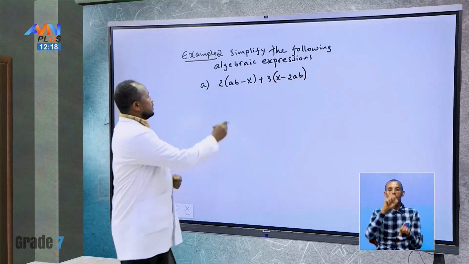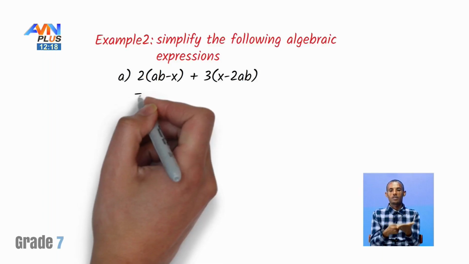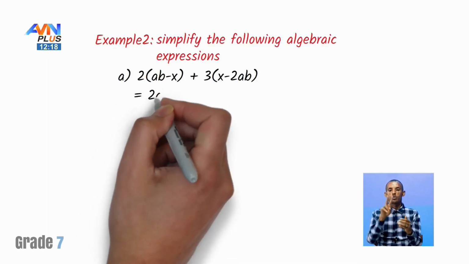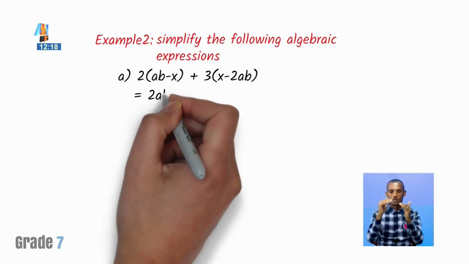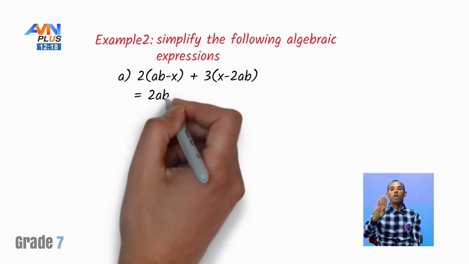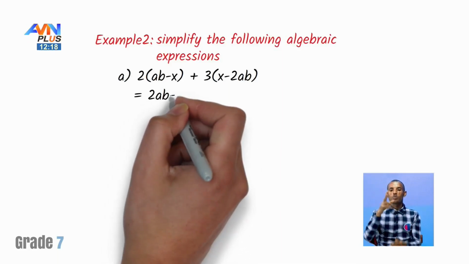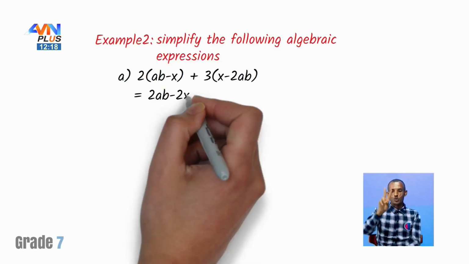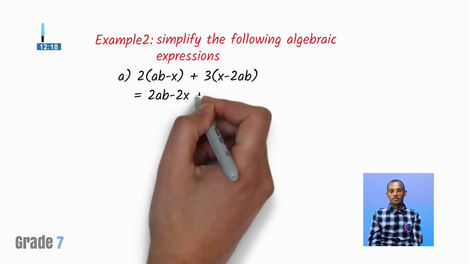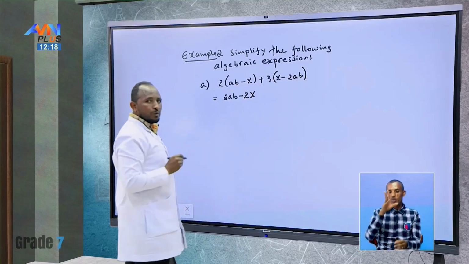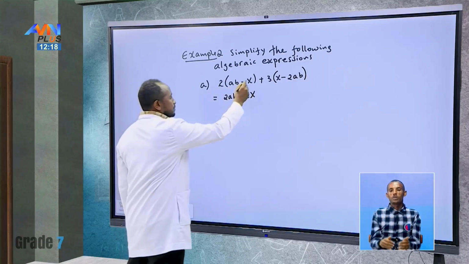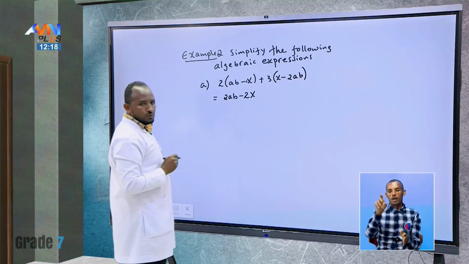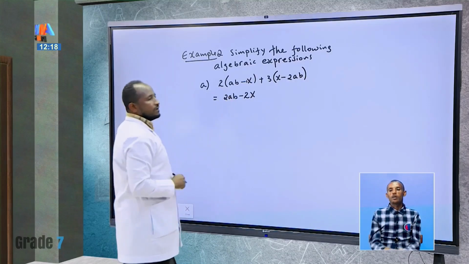So here, you distribute 2 on AB. 2 times AB gives you 2AB. And 2 times minus x is minus 2x. 2 and negative 1: simply multiply the coefficients. 2 and minus 1 is minus 2. So just put the variable next to the number.